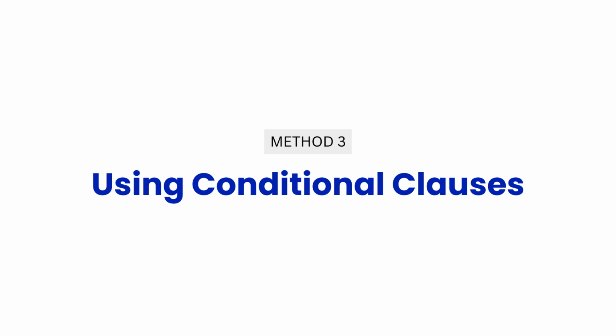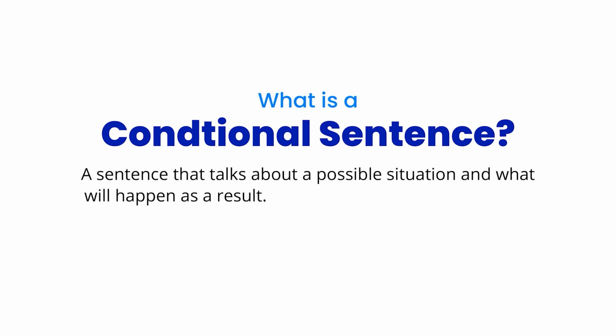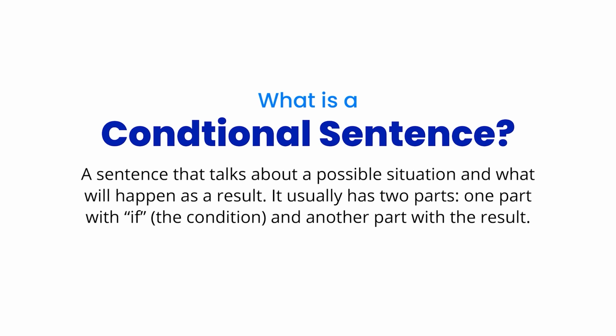Now let's move on to the next method, which is using conditional clauses. You might remember learning about conditionals in grammar school, but if not, I just want to quickly remind you that a conditional sentence is a sentence that talks about a possible situation and what will happen as a result. It usually has two parts, one part with if, and that's the condition, and then another part with the result.